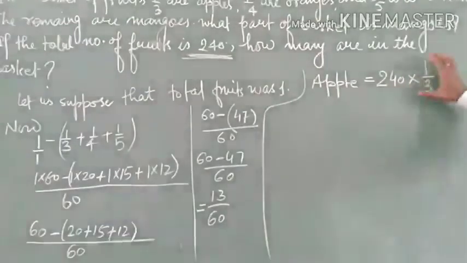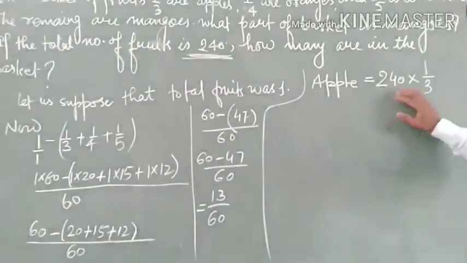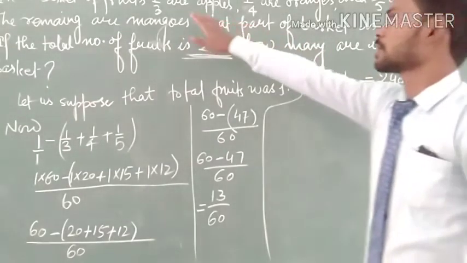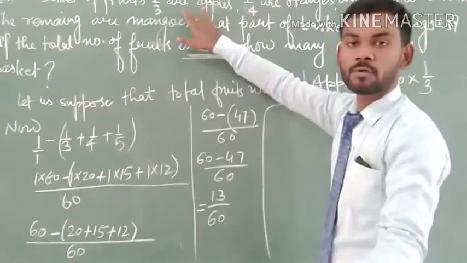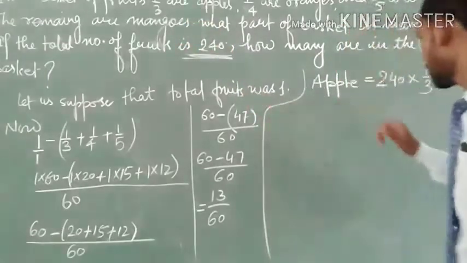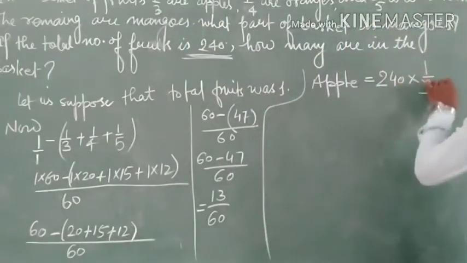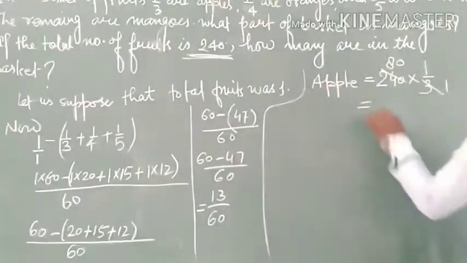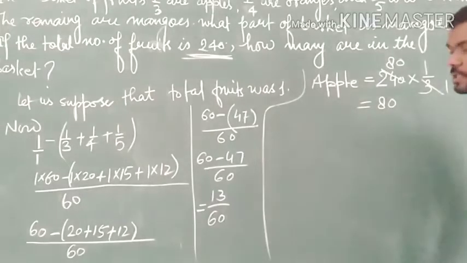What is the meaning of this? The meaning of this is 1/3 of 240. Here 1/3 part of the total fruit is apple. So here we shall solve: 3 1s are 3, 3 8s are 24. So in this case the number of apples is 80.